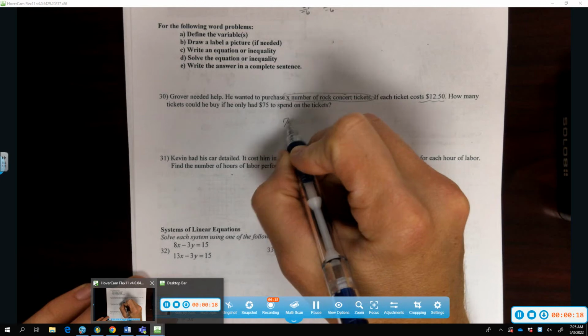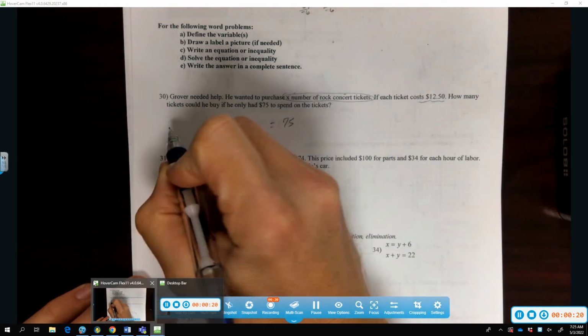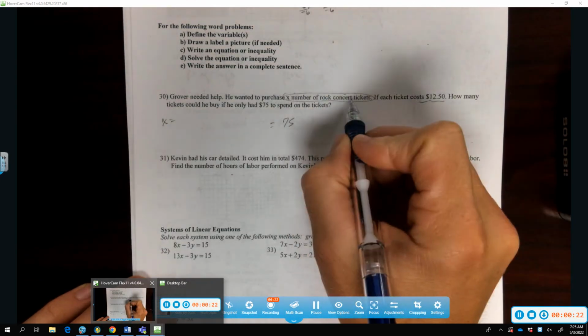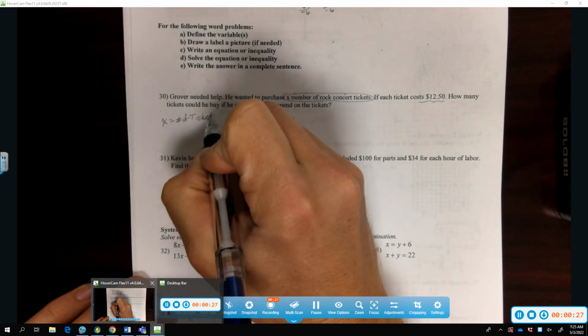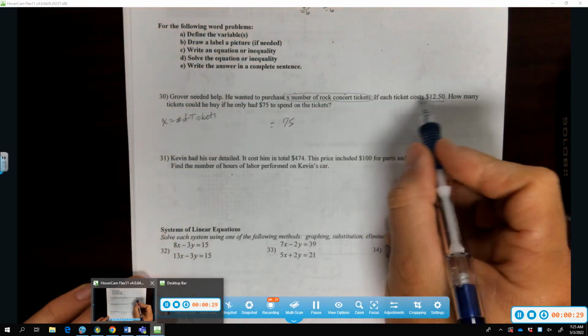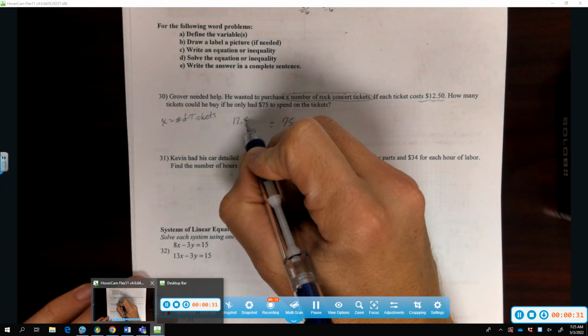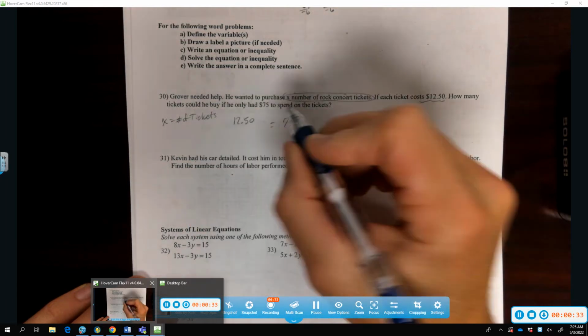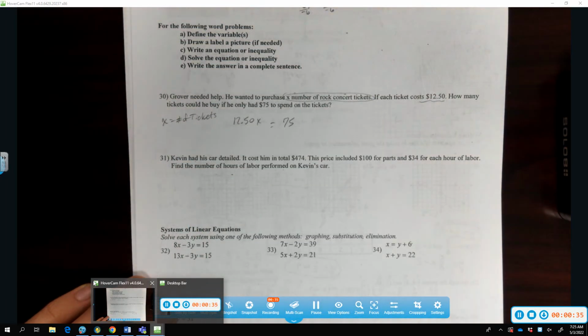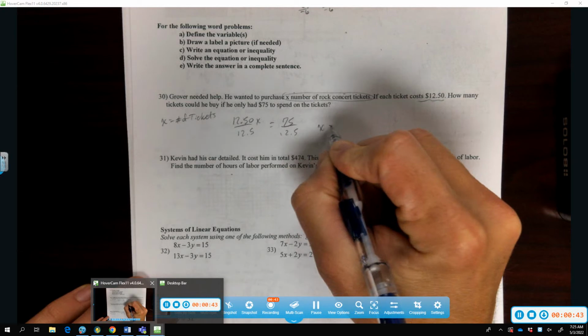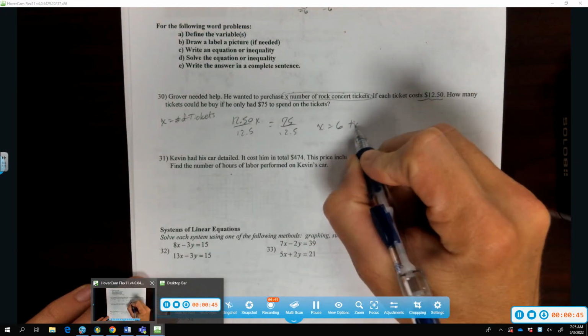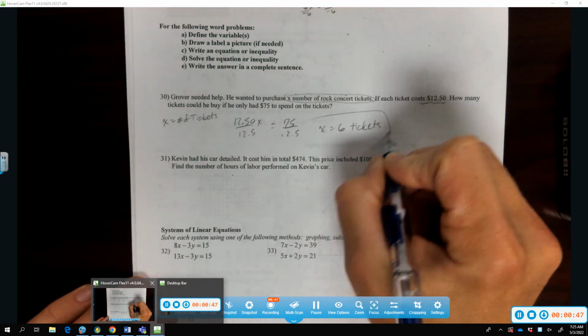So x is going to be equal to the number of rock concert tickets. And each ticket is $12.50, so $12.50 times the number of tickets that he bought. So 12.50x equals 75. Now we're going to solve that. We take 75 divided by 12.50, and we get x equals 6. So he could buy 6 tickets.